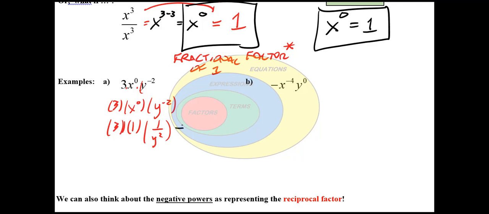So finally, we can write our answer. 3 times 1 is 3, so that would be a 3 in the numerator. And then the y squared ends up in the denominator.